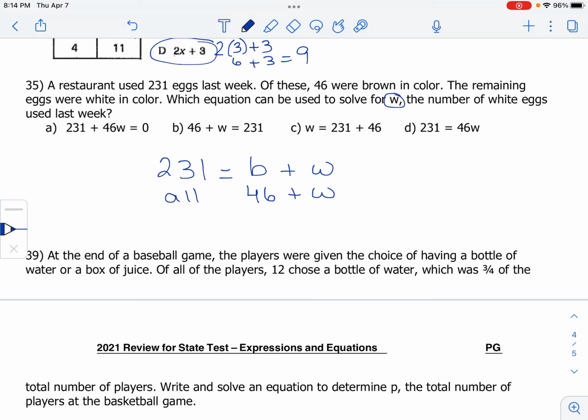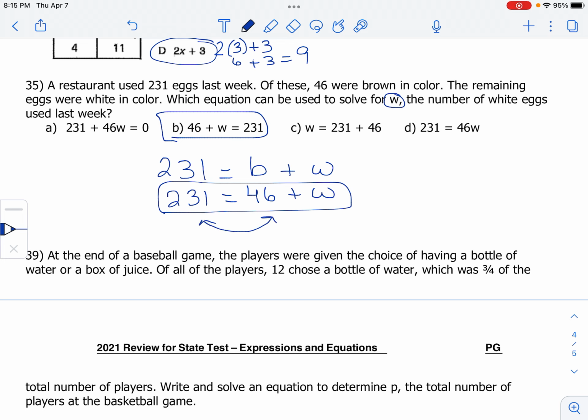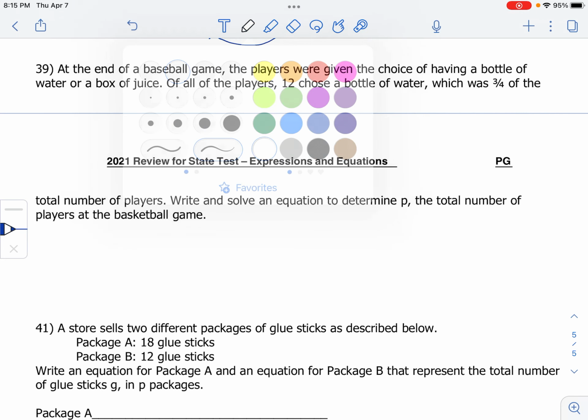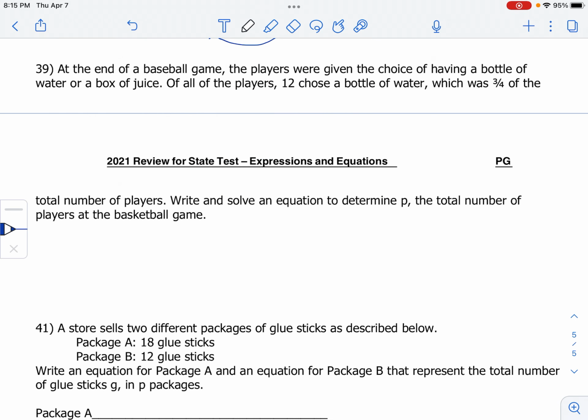We're going to use W for that, and that's got to equal 231. So which one of these equations is the same as 231 equals 46 plus W? Right, and that is choice B here. Right, we've rearranged our numbers, we've flip-flopped the 231 and the 46 plus W on either side of the equal sign, and that's okay. All right, number 39, I had it split up into two parts here. I apologize. Let me just erase the title here so we have some space.